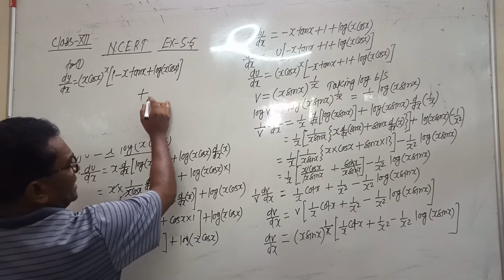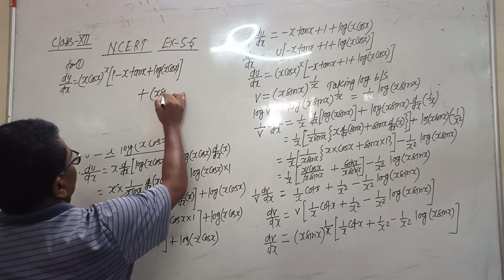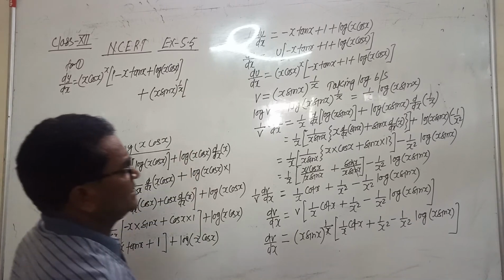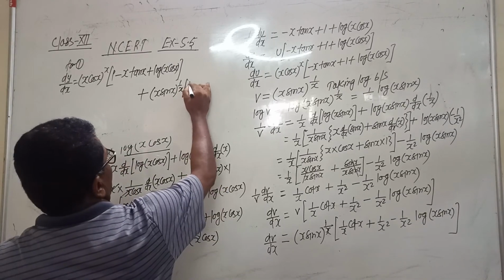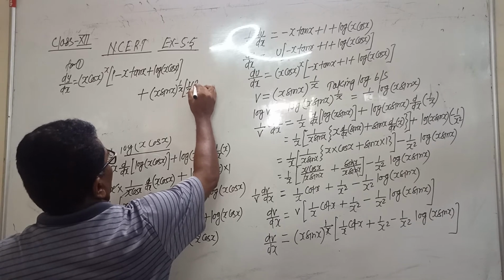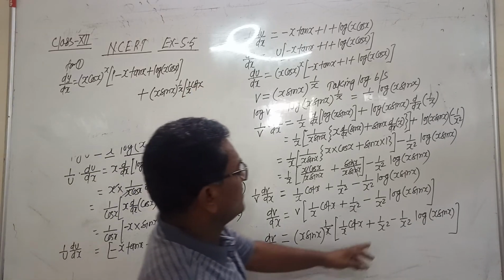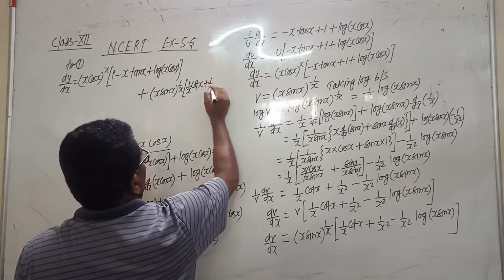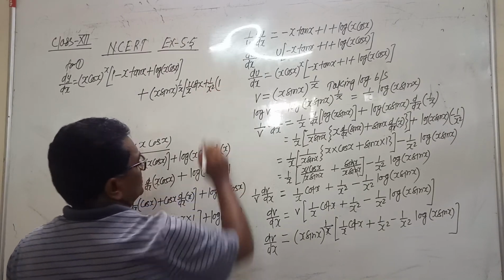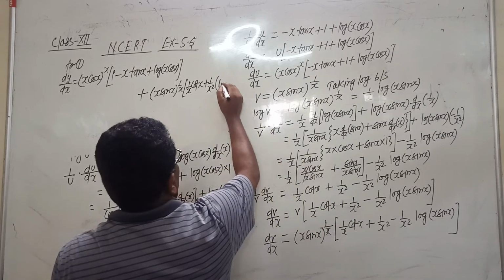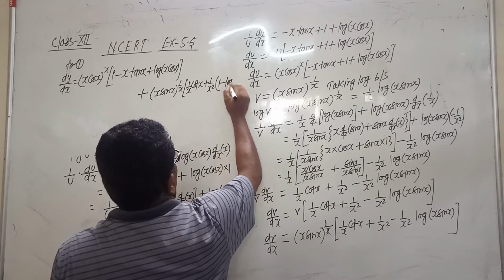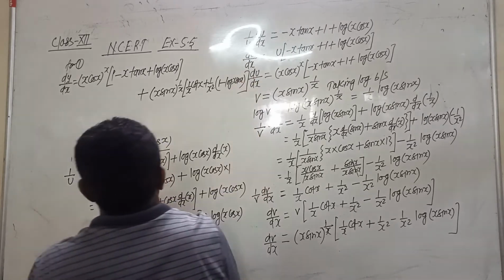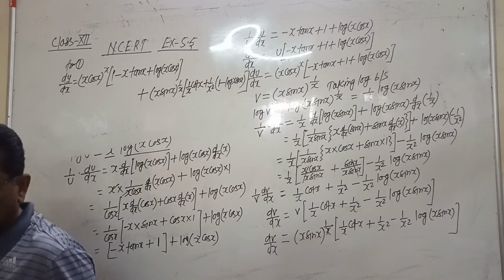This is x sin x raised to the power 1 by x and 1 by x cot x. And from these two terms taken 1 by x square is common. So it gives 1 minus log x sin x. So this is the final result.